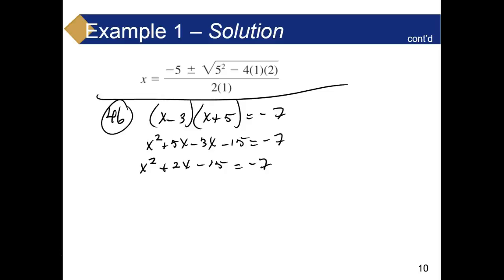Next, minus 15 is equal to negative 7. Okay? Now, you wanted to complete the square. So what's our next step? Add 15. On completing the square, you want the x's on one side, the numbers on the other. So add 15 to both sides.